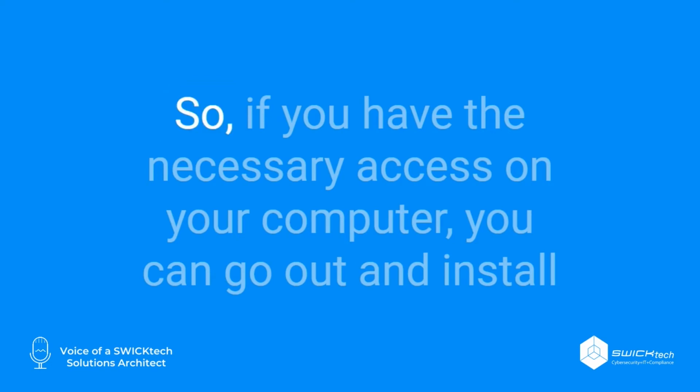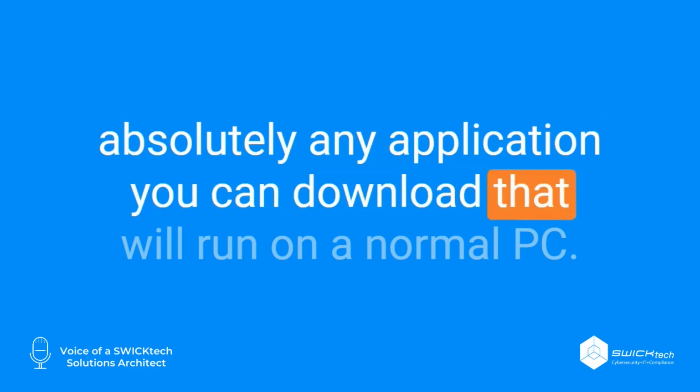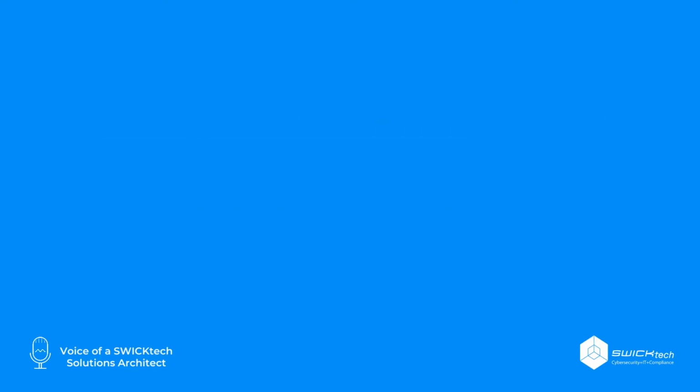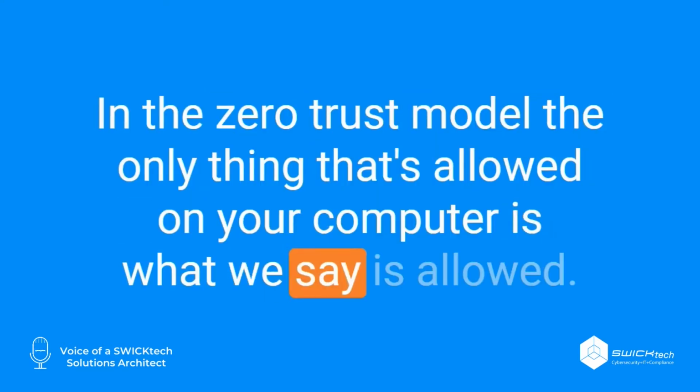So if you have the necessary access on your computer, you can go out and install absolutely any application you can download that will run on a normal PC. Malicious ones, not malicious ones. In the zero trust model, the only thing that's allowed on your computer is what we say is allowed.